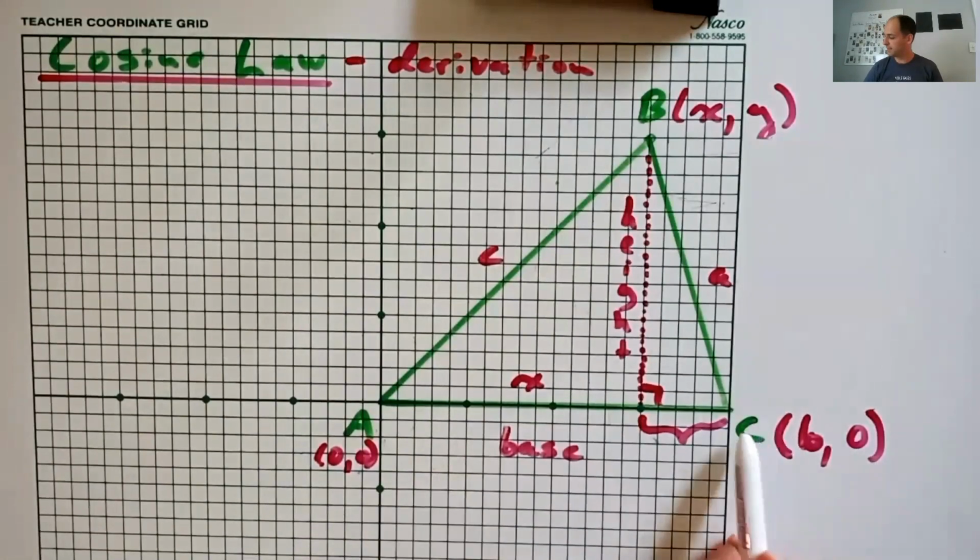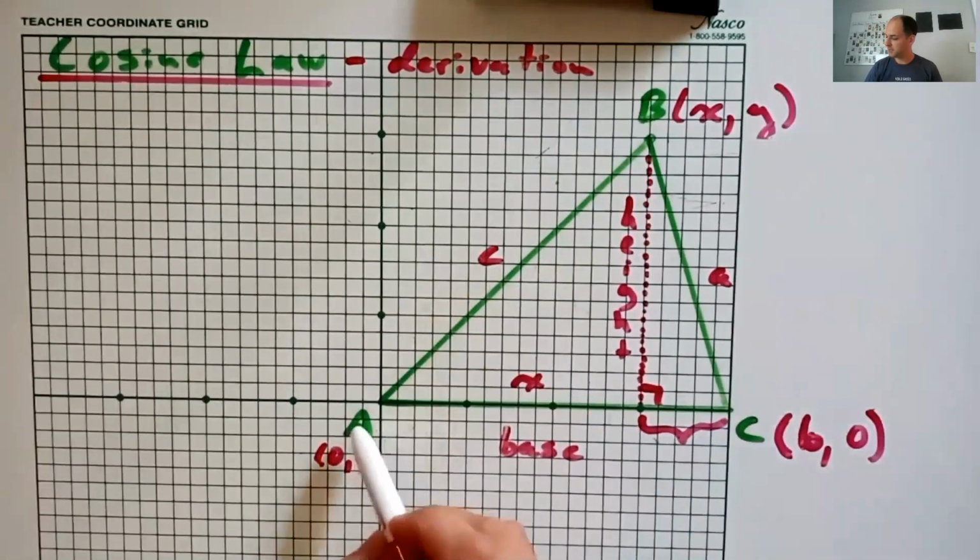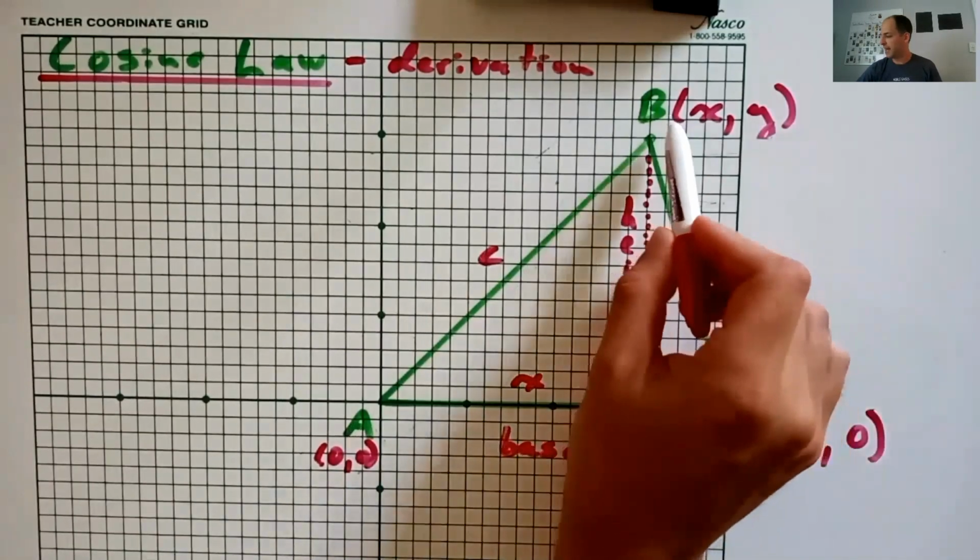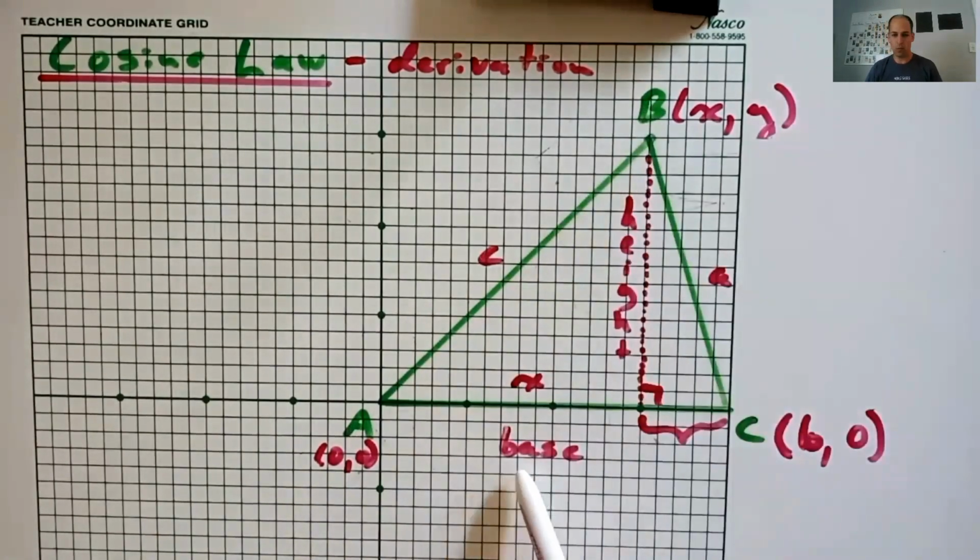Of course, opposite angle C is side C, opposite angle A is side A, and opposite angle B is side B, or the base. Now, to derive cosine law, which will allow us to solve any triangle, sides and angles, not just right angle triangles, we are yet going to begin with a right angle triangle.